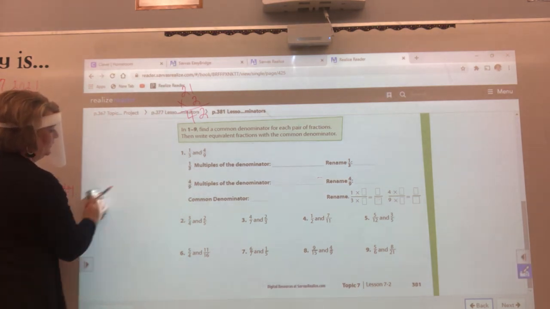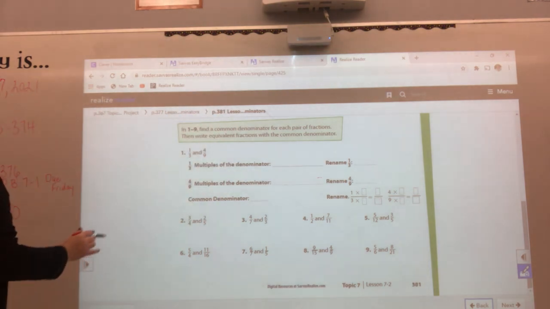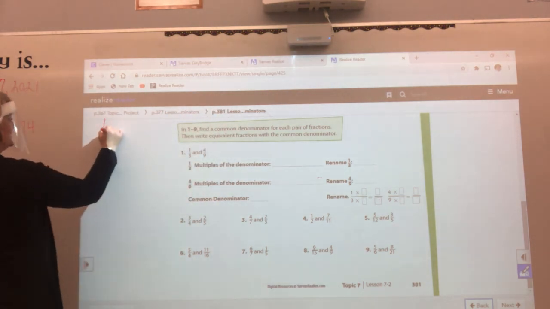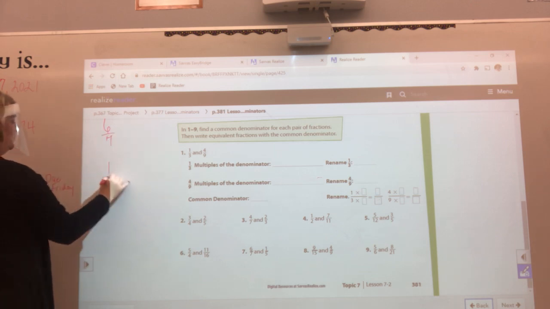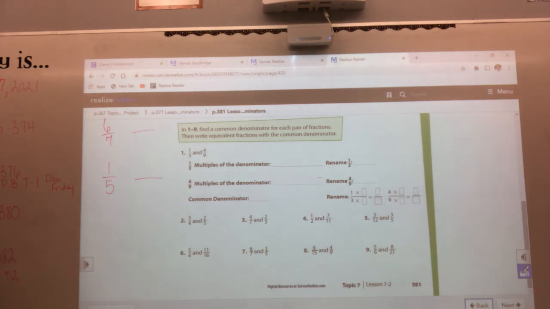Okay, I'll do one more. Hope, pick a number, 2 through 9. 7. 6/7 and 1/5. Well, 7's my bigger denominator, so start right here on 7. Don't take your pencil off of that. What's 7 times 1 going to get me? 7. Is 5 times anything going to get me 7? No. Then we got to go to the next 7.